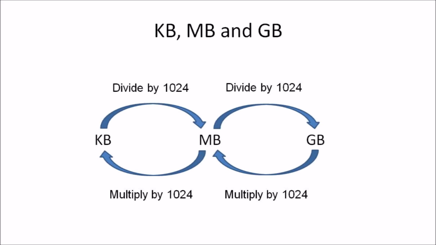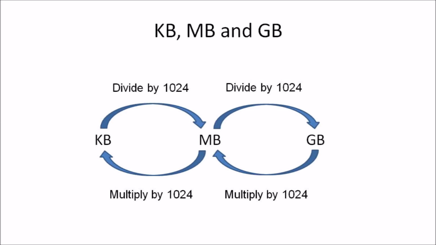If we are converting from kilobyte to megabyte, we need to divide by 1024, and if we are converting from megabyte to gigabyte, we again need to divide the megabytes by 1024. On the other hand, if we are working backwards, if we had to convert gigabyte to megabytes, we'll multiply the amount in gigabytes by 1024. And if we are converting megabytes to kilobytes, again we'll multiply the amount we have in megabytes by 1024.